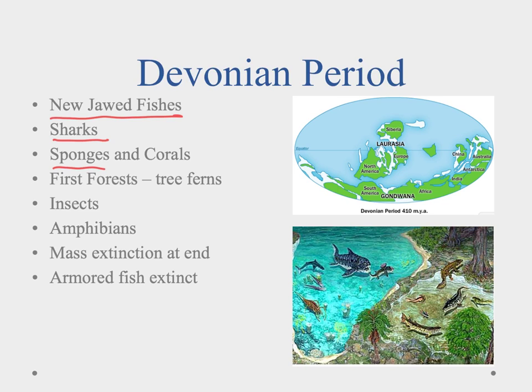We had reefs built out of sponges and corals. We started to see the first forests on land, and most of them were going to be tree ferns as opposed to trees like we see now. So just really large, massive ferns that formed these forests. We also saw a rise in insects. We saw the first amphibians. And at the end of the Devonian, we had another mass extinction, and that mass extinction took out things like our armored fish.